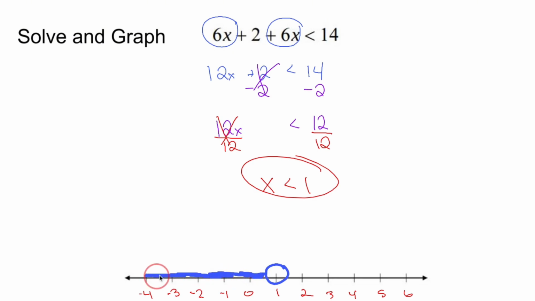Now, what this blue line means is any of these numbers that are covered by this blue shading, like -2 or -1,000, if I were to take any of those numbers and put that into the original inequality, so like 6 times -1,000 plus 2 plus 6 times -1,000, that will end up being less than 14, and that's what we want. So we did it.